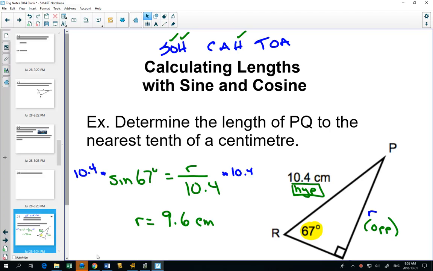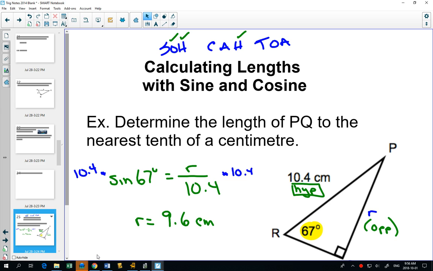Before trigonometry, if I gave you the same question, you would have to draw this triangle out with a protractor at 67 degrees, measure 10.4 centimeters accurately, measure your 90 degree accurately, and then take out your ruler and measure from Q to P. Okay? And I guarantee you, you won't get 9.6, you might get 9.5, maybe 9.7. Your measurements are going to cause you to have some sort of error, just human error in the measurement.